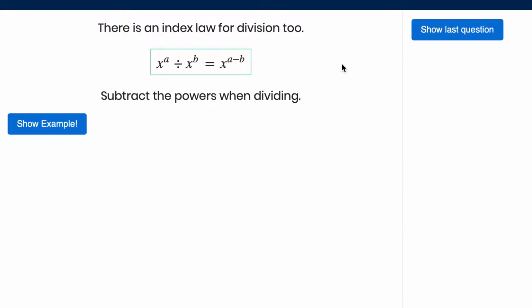As a bonus, we'll show you what it means when a number is raised to a power of 0 and use the division law to prove it. Okay, so here it goes.